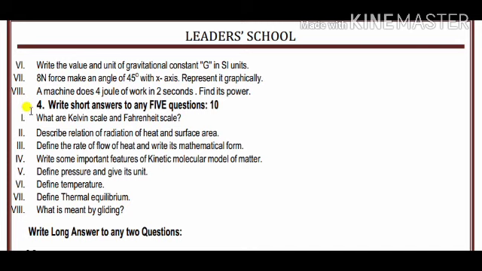Question number 4. Write short answers to any 5 questions. What are the Kelvin scale and Fahrenheit scale? Describe the relation of radiation of heat and surface area. Define the rate of flow of heat and write its mathematical form. Write some important features of the kinetic molecular model of matter.